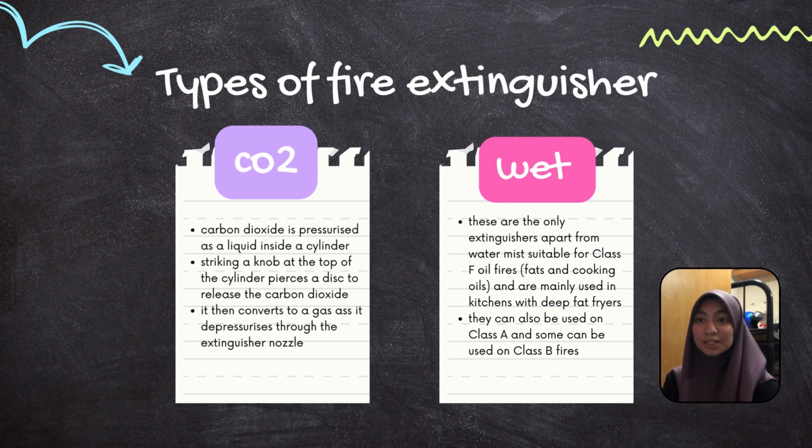The last one is wet chemical. These are the only extinguishers, apart from water mist, suitable for class F fires, which are fats and cooking oils, and are mainly used in kitchens with deep fat fires. They can also be used on class A, and some can be used on class B fires.